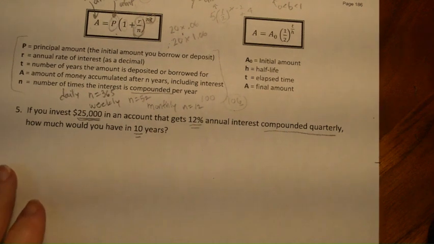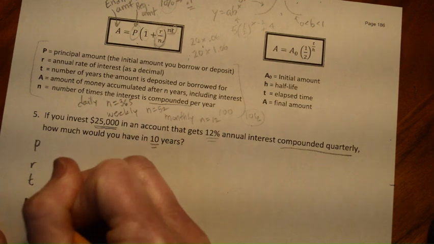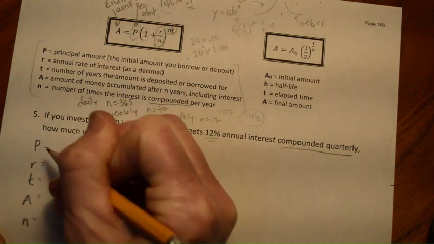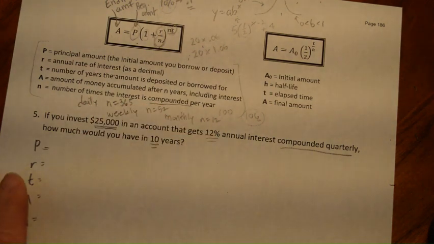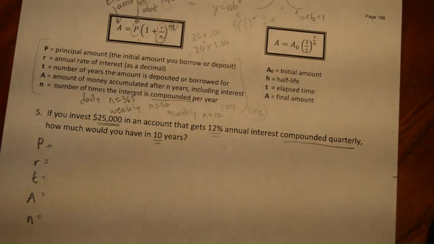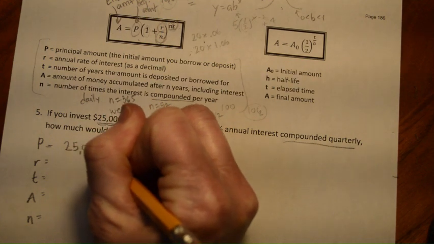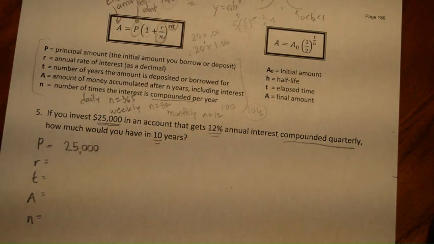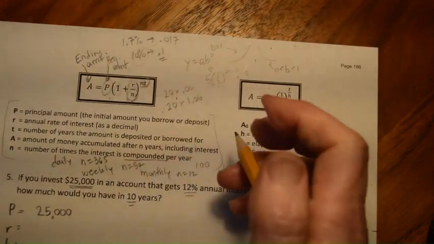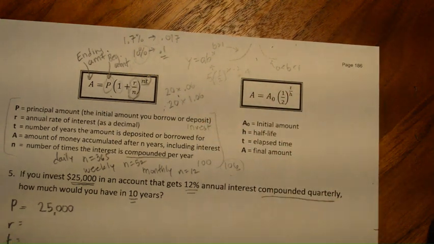Let's write down these letters, P, R, T, A, and N, and say if we know them or don't know them. Do we know the principal, the initial amount that we have? Hopefully you said yes. I know that I put in $25,000. Again, it's the amount that you borrow or deposit, or invest would be another way to say that.